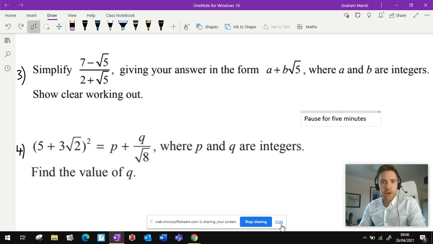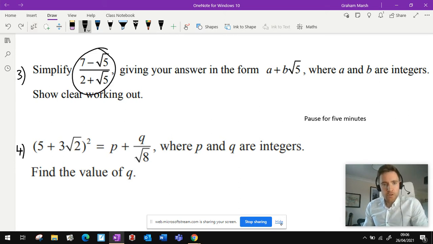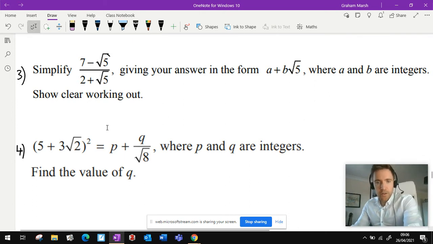So this is the second video of the lesson, and in this one we're looking at these two surd questions, both complicated expressions where you have to rewrite them in a particular form. So please pause the video again for about 5 minutes this time and try these two. Unpause to see the answer.